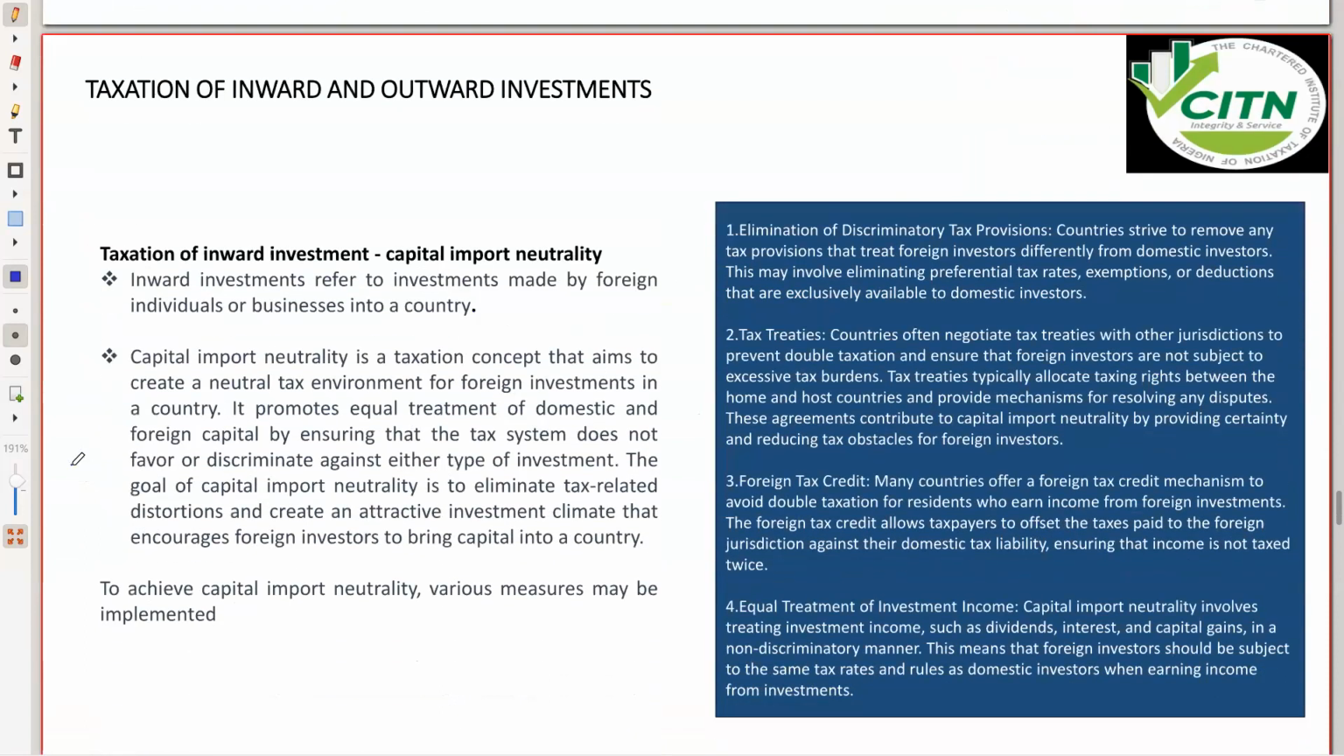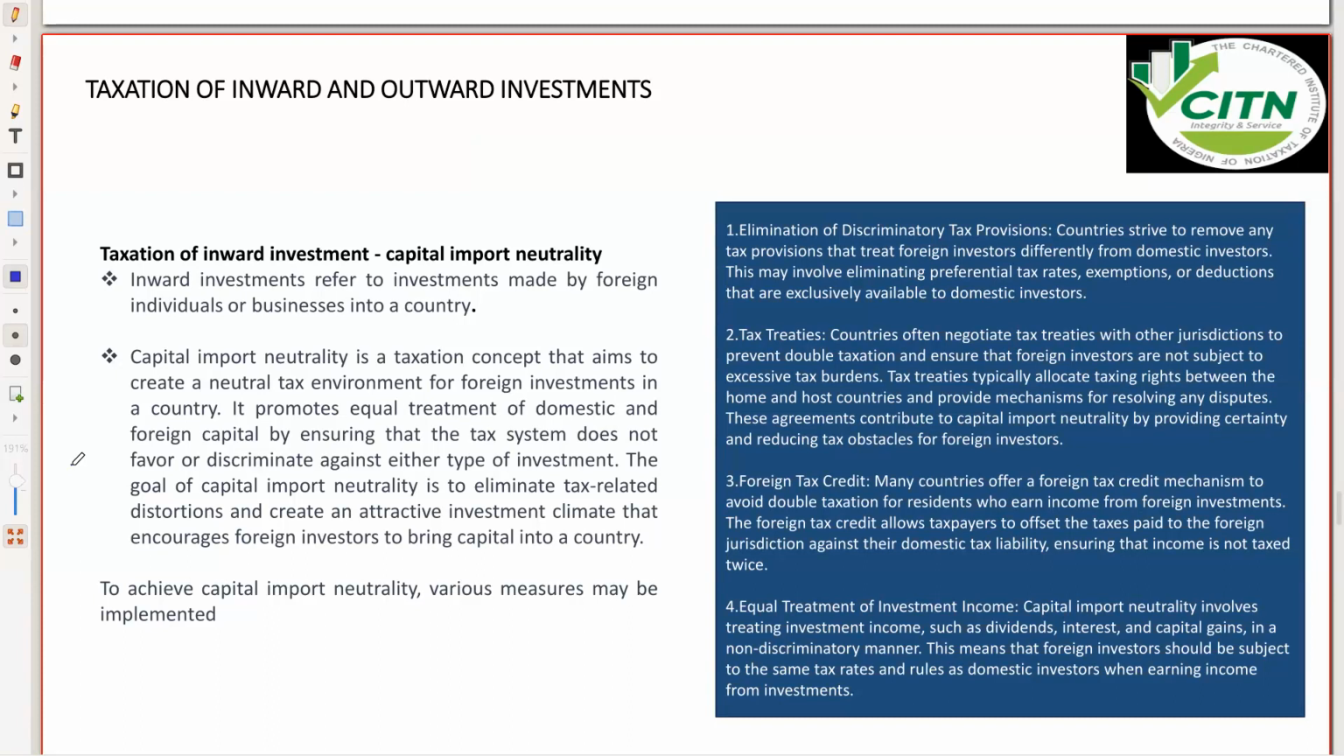Now, when it comes to taxation, international taxation as well, there are 2 other concepts that are important to get to know as part of our introduction into international taxation, and that is taxation of inward and outward investments. Now, when we say inward investment, we're saying investment made by foreign individuals or businesses into a country. So an individual is in the UK, resides in the UK, doesn't reside in Nigeria, but then he decides to invest in Nigeria. That is inward investment.